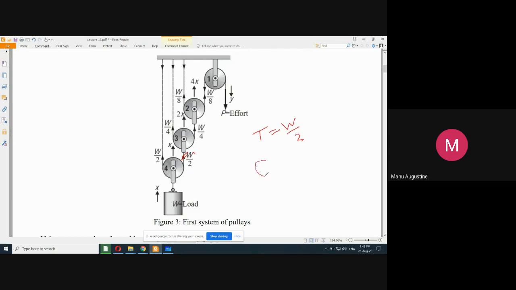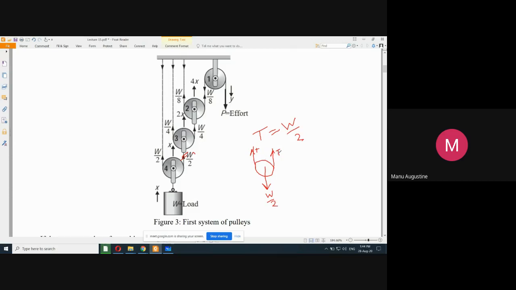तो अगर पुली नंबर 3 को मैं अगर फ्री बॉडी डायग्राम बनाऊं, again there are 2 tension values on pulley number 3 and they have to be the same because they are one and the same thread, and the downward force that is pulling pulley number 3 downwards is W by 2.